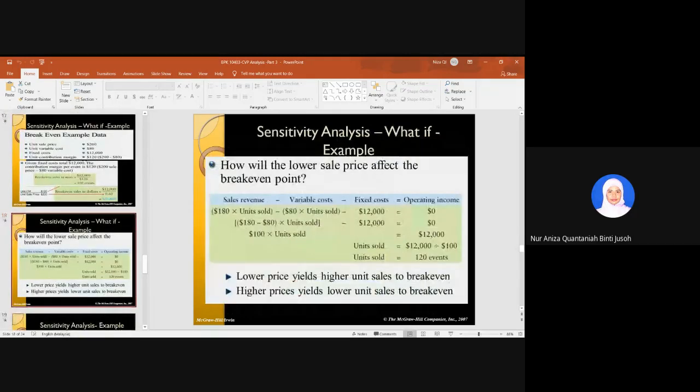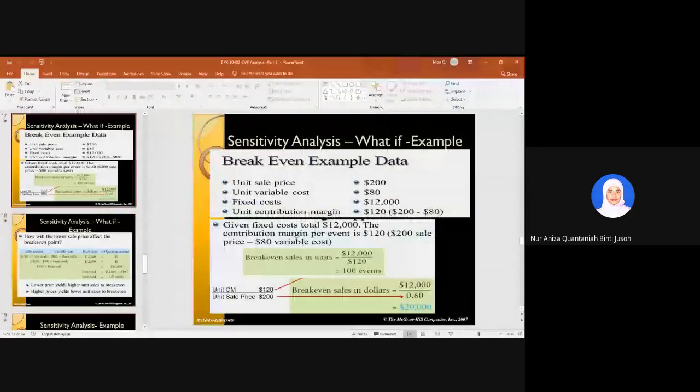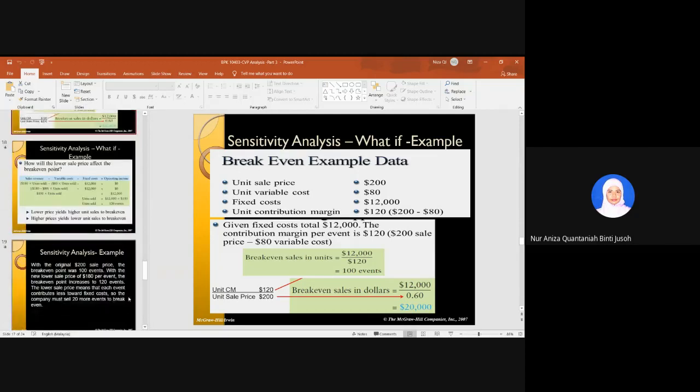Okay, so another example. Now the unit sales price is 200, unit variable cost 80, fixed cost is 12,000. So this has changed. Given the fixed cost 12,000, the contribution per event is 120. So you get the break even sales in units to be 100 and the break even sales in dollars to be 20,000. So now let's see what happens.